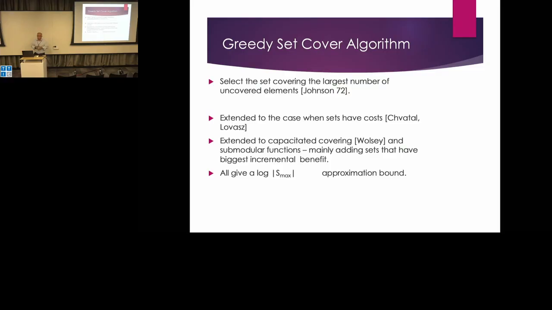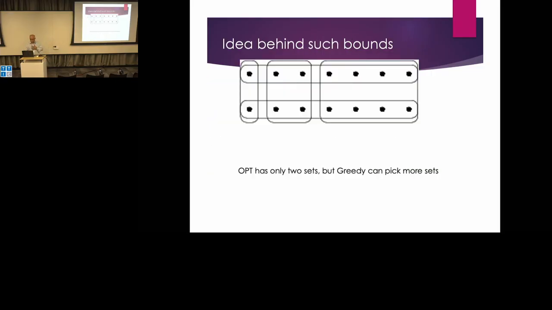This was then extended by Lovász and Chvátal independently to the case where the sets have cost, and then Wolsey finally showed a very general framework capturing submodular functions, where at each step you pick the set that gives you the maximum incremental benefit. That has to be computed carefully when sets have capacity, but fundamentally they all give you a log of the largest set size approximation bound.